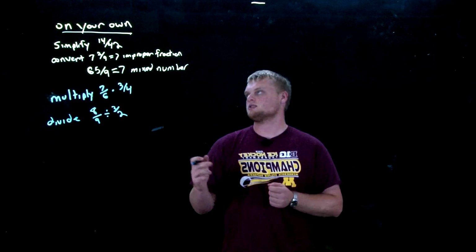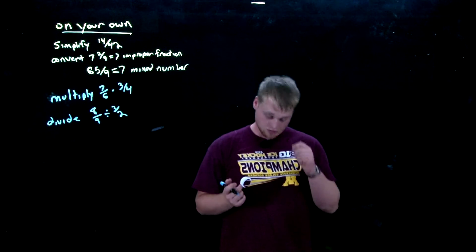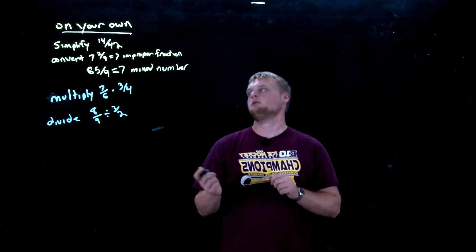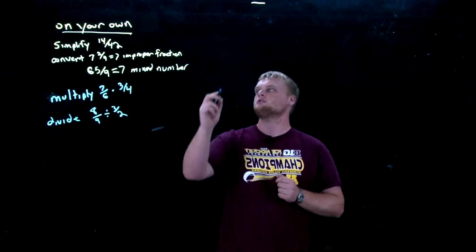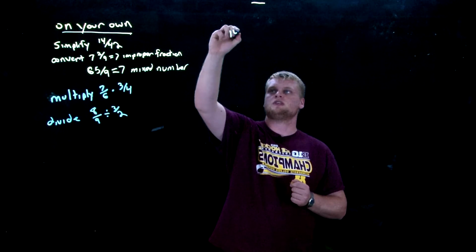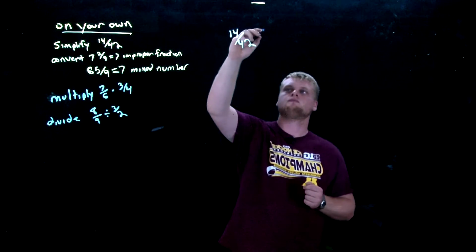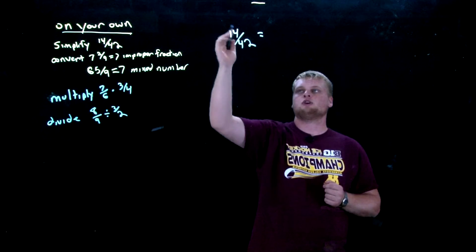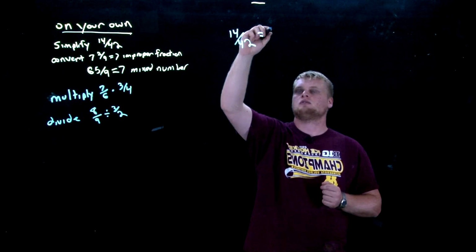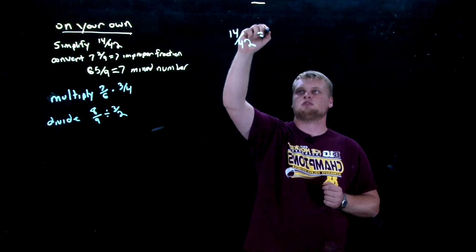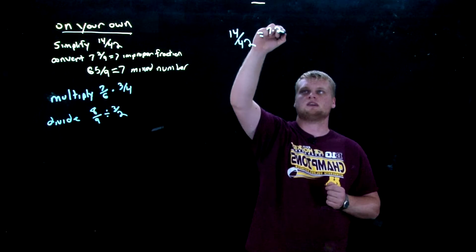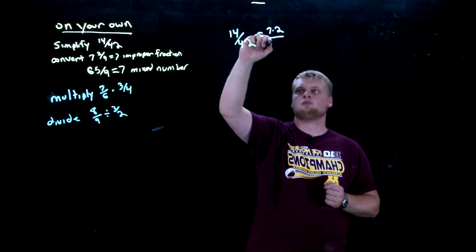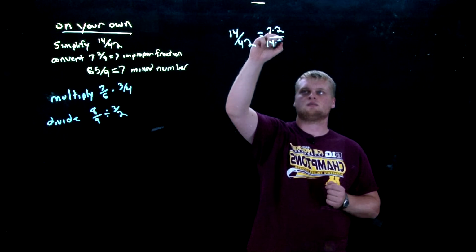Okay, so previously I gave you some on-your-own problems to do without my instruction, so now we're just going to go through the solutions. So the first one was to simplify 14 over 42. The easiest way to do this is to write the numerator and the denominator as multiples and try to find a common multiple. So 14 can be written as 7 times 2. 42 can be written as 14 times 3.